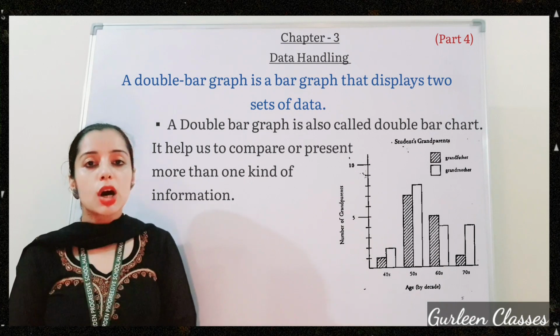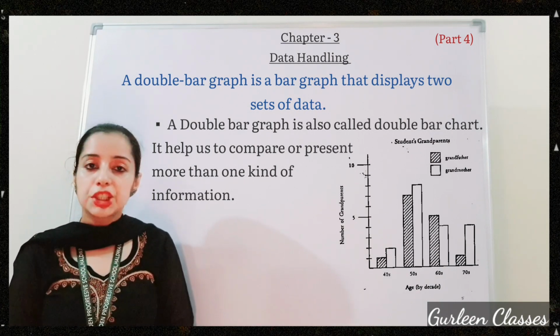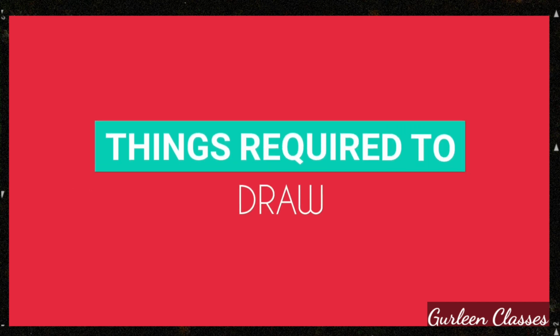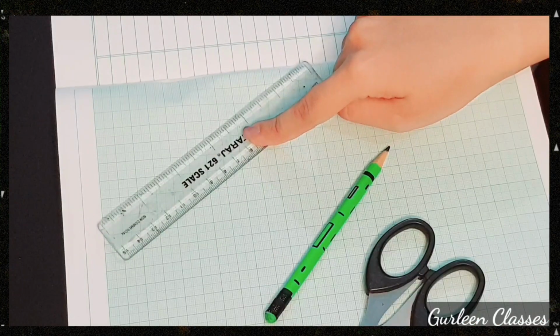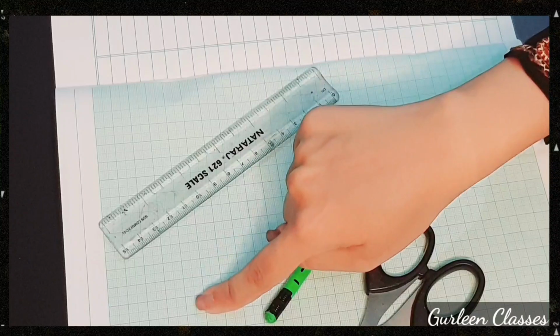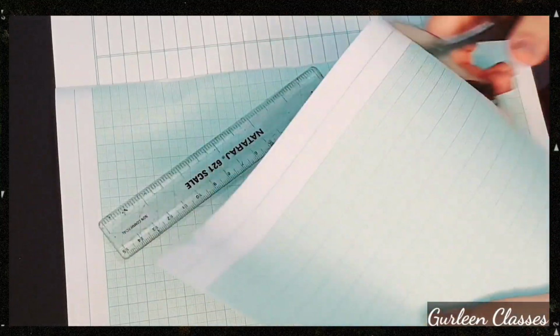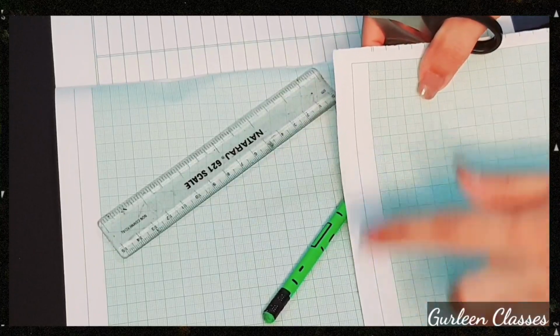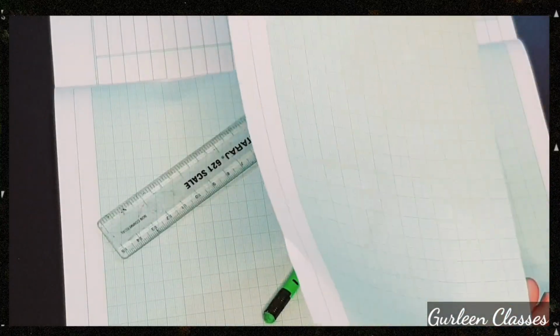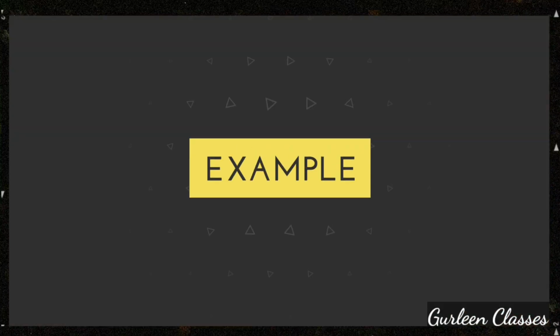So now let us solve exercise 3.3 from question number 4 onwards. Things required: scale, pencil, scissors and graph paper. You have to take the scissors and cut the graph paper. Cut the required area and just paste it in your maths notebook.